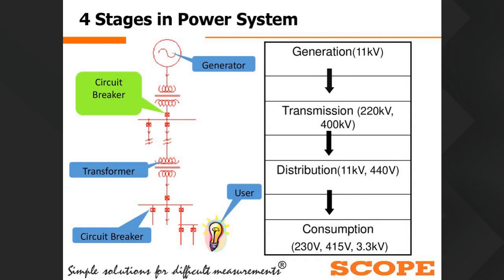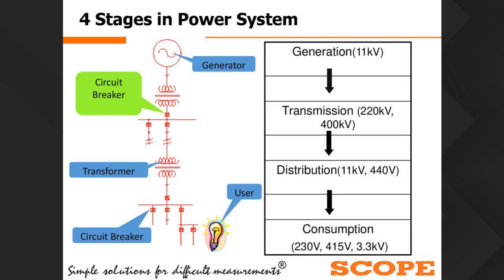As everyone is aware, the power system has 4 stages: generation, transmission, distribution, and the last one is consumption, or we can say the consumer level. Normally the voltage generated at the generator side is 3.3 kV, 6.6 kV or 11 kV.